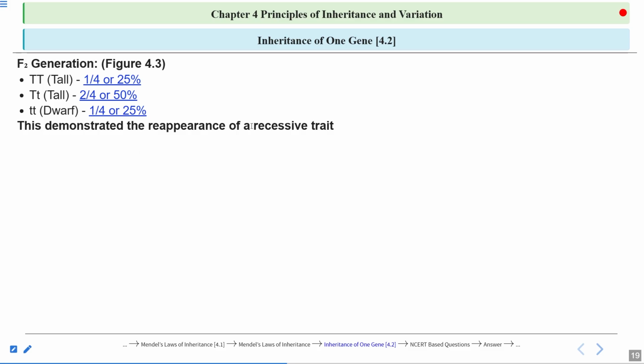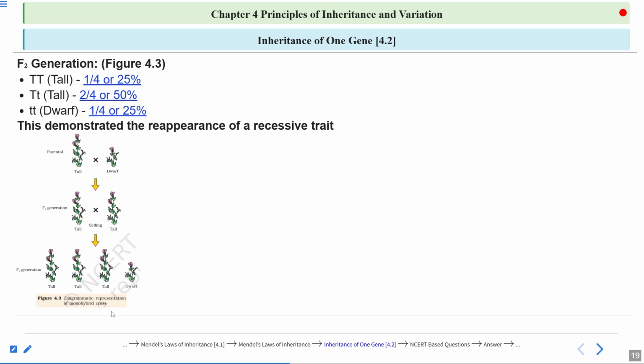Now this demonstrated the reappearance of the recessive trait in the F2 generation. So in the F2 generation, the recessive trait reappeared. So here you can see this is the cross. This is the diagrammatic representation of the monohybrid cross. Monohybrid cross means a cross involving only one trait or one gene. Parents were tall and dwarfed. These were pure breeding lines. In F1 generation, all the plants were tall. F1 generation was selfed. And in the F2 generation, you can see tall plants as well as dwarf plants were observed.